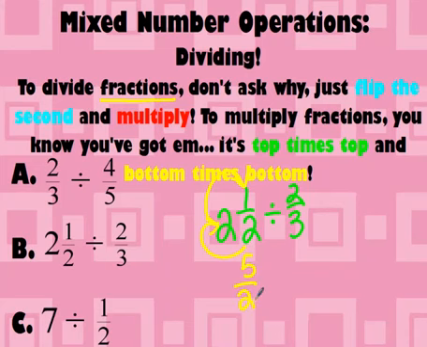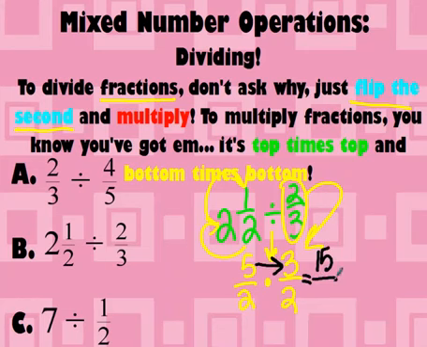Let's talk about that rhyme again. To divide fractions, don't ask why, just flip the second. Same thing, we're going to take our second fraction, flip it over, and it's going to be 3/2. Flip the second and multiply. To multiply fractions, you know you've got them. It's top times top, which in this case is 15, and bottom times bottom, which in this case is 4.